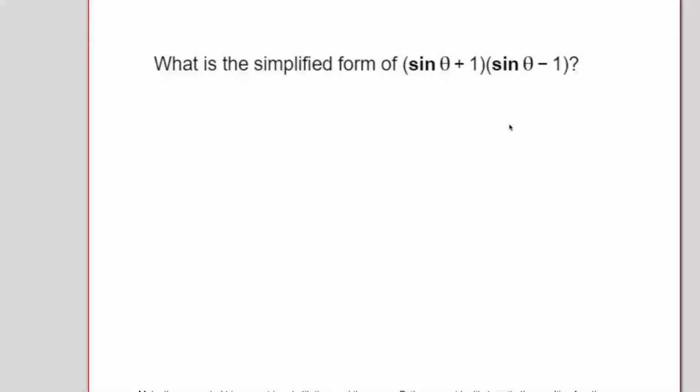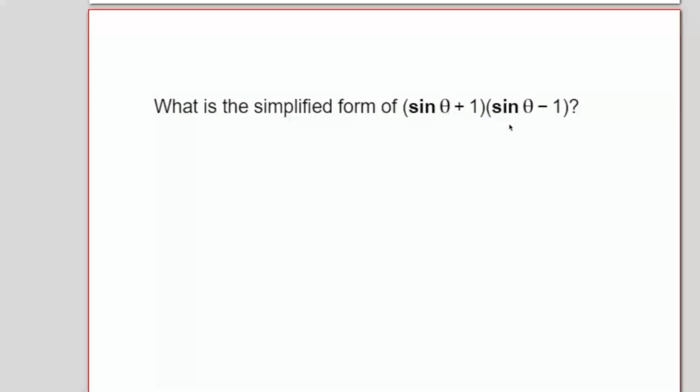Alright, our next question asks, what is the simplified form of sine theta plus 1 times sine theta minus 1? Now the easiest way to do this is just to multiply the entire equation out. So we'll do sine theta times sine theta, and we'll get sine squared theta, because anything times itself is just itself squared. And then we'll do sine theta times negative 1, which will be minus sine theta. Now we'll do 1 times sine theta, which will be plus sine theta. And then we'll do 1 times negative 1, which would be just minus 1.